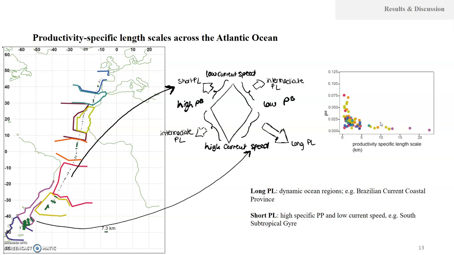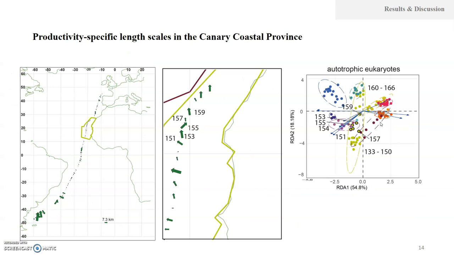So to come back to the Canary province I mentioned earlier, and zooming in, we found neighboring sites with relatively similar productivity length scales, and site 157, with a relatively shorter productivity-specific length scale than its neighboring sites, was also an outlier or an ecosystem patch in comparison to the beta diversity gradient, which is more gradual along the second RDA axis in our multivariate analysis.